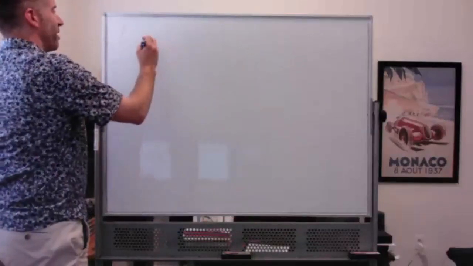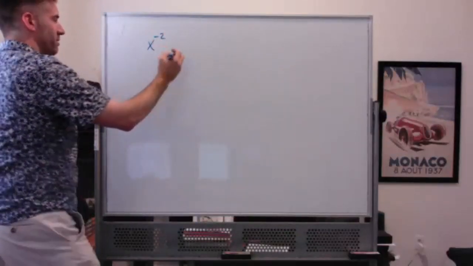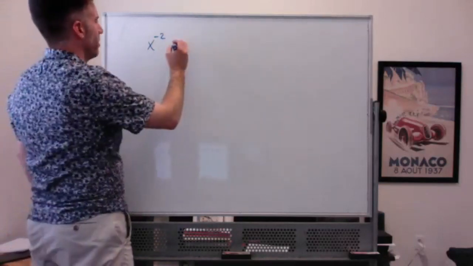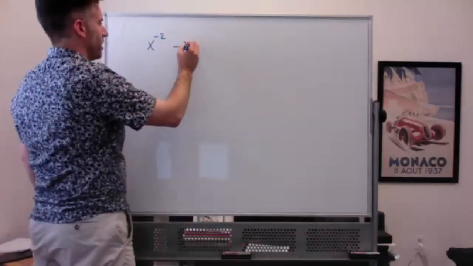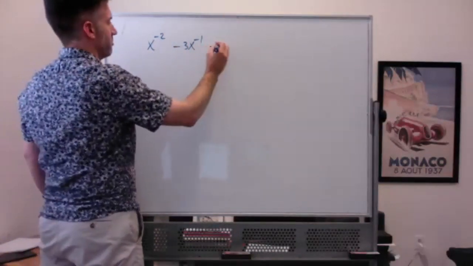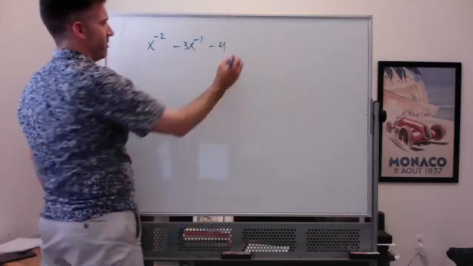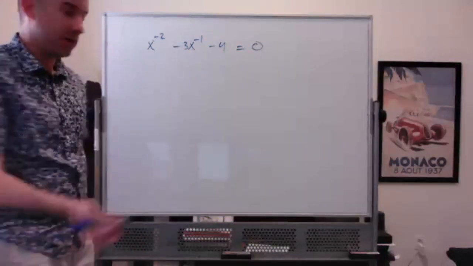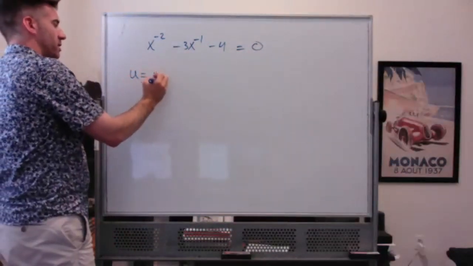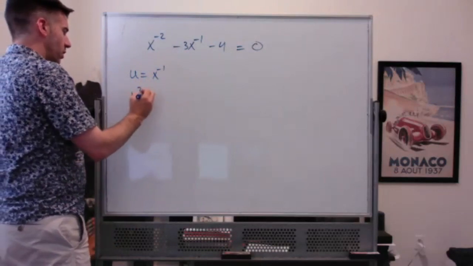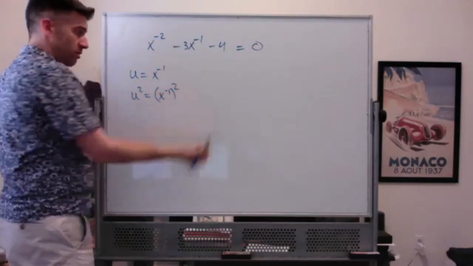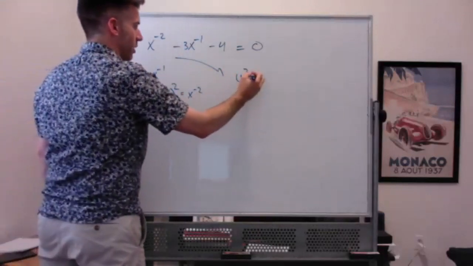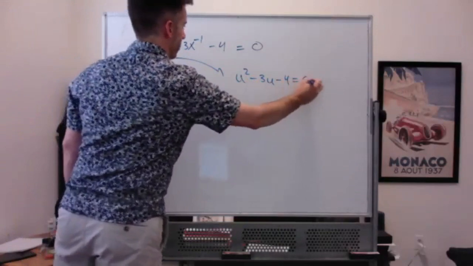Let's say we had something like x to the negative second minus 3x to the negative first minus 4. Then the process is very similar. You would let u equal x to the -1, and then u squared would be x to the -1 squared, which is x to the -2. And then we rewrite this as u squared minus 3u minus 4 equal to 0.